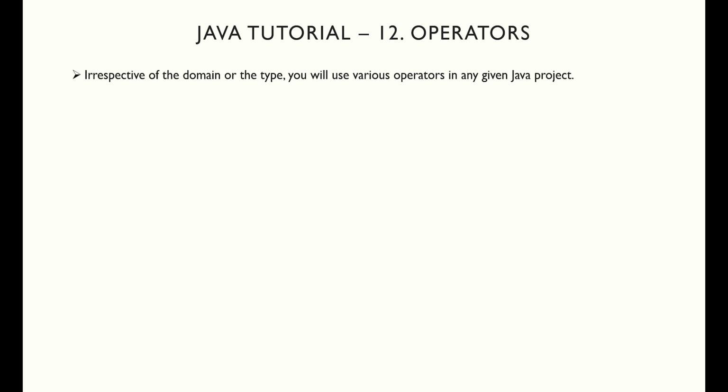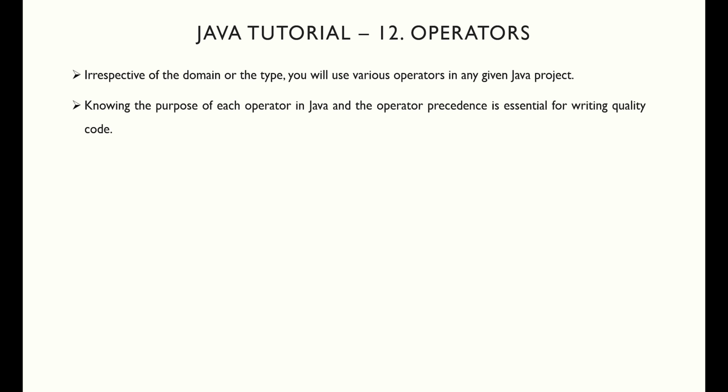Irrespective of the domain or the type, you will use various operators in any given Java project. In case you are unaware of what an operator does or the precedence of the operators in Java, there is a high potential of errors. The simplest things are often overlooked or ignored in programming, which would result in huge errors. While the operators in Java might look extremely simple and easy, if ignored and the programmer doesn't know what an operator does, it can result in huge issues. Knowing the purpose of each operator in Java and the operator precedence is essential for writing quality code.